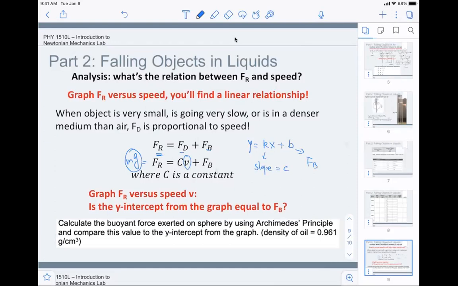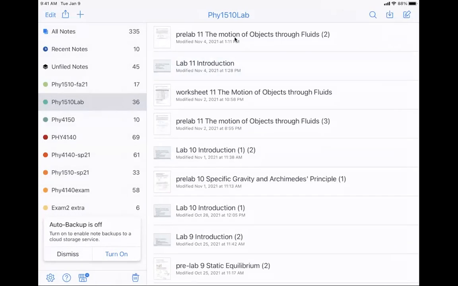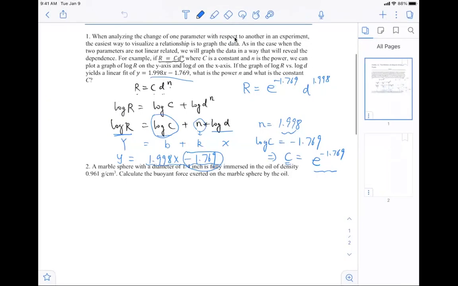Okay, so we already know how to calculate the buoyant force in our previous lab. In this case, you are reading the buoyant force from your data, which is the y-intercept, and you can compare that using Archimedes' principle to see if this is indeed correct. So for example, let's take a look at our worksheet, and then we'll go back to the lab portion.